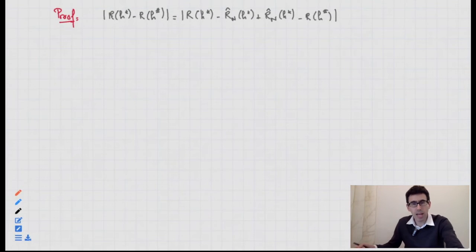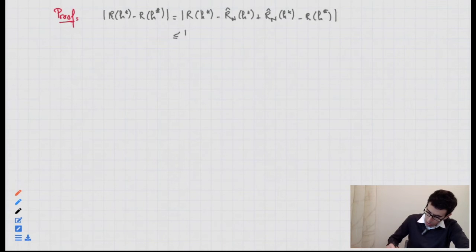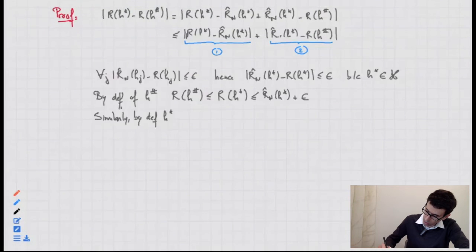Then I'm going to use the fact that the absolute value satisfies the triangle inequality to upper bound this by 2 terms. The risk of H star minus the empirical risk of H star, plus the absolute value of the empirical risk of H star minus the true risk of H sharp. Okay, and so I'm going to give names to these 2 terms. And I'm going to try to analyze them carefully. So this term is going to be term number 1. This term here is going to be term number 2.